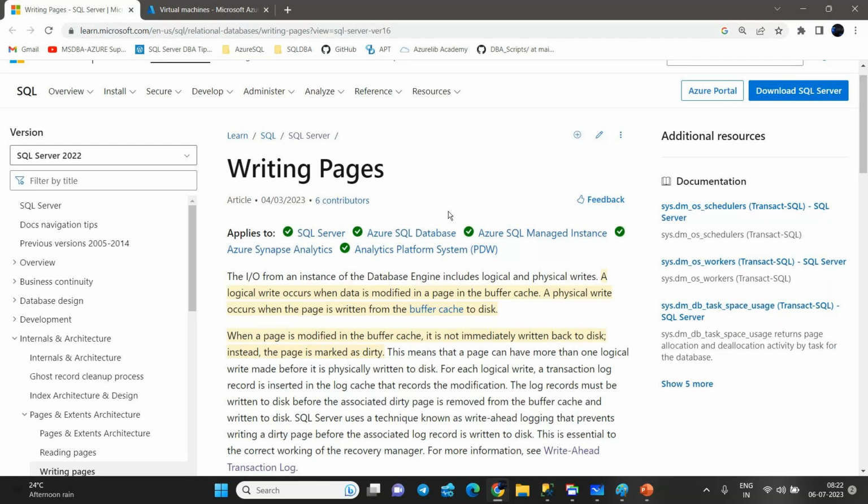Writes means whenever you are inserting data, updating data, creating something, or deleting something. Whenever you are writing something, doing some modification, it can be at the structure level or at the data level. Whenever you are writing something into the database, how the engine performs it is very important.